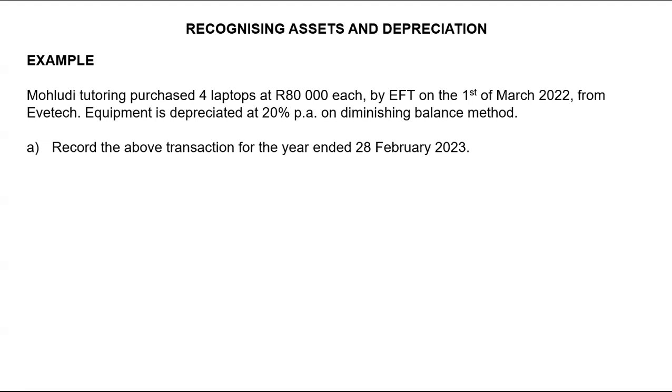So we've got Muhludi Tutoring, and Muhludi Tutoring purchased 4 laptops at 80,000 Rand each by EFT on the 1st of March, 2022. And these laptops were purchased from Eve Tech. As they've said, I just need you to highlight each because that is very, very important. Then they say equipment is depreciated at 20% on diminishing balance method. Highlight diminishing balance method.